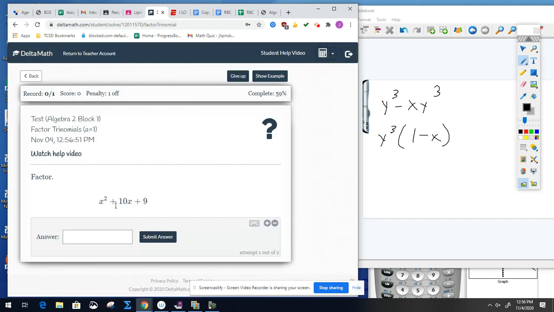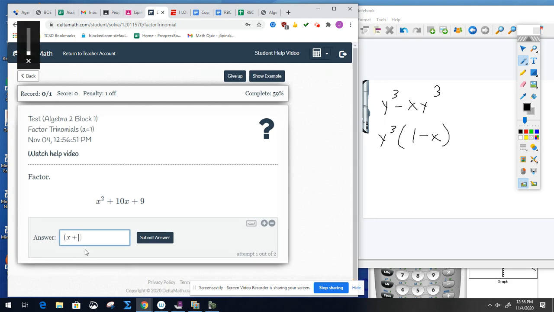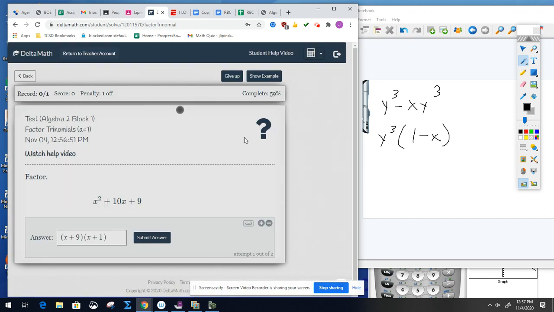All right, so factoring trinomial, so I'm looking for two numbers that multiply to 9 and add to 10. So it would be x plus 9, x plus 1. And again, the order doesn't matter. Okay, x plus 9, because when I multiply this, x squared plus 9x plus 1x gives me my 10x, and 9 times 1 gives me my 9.